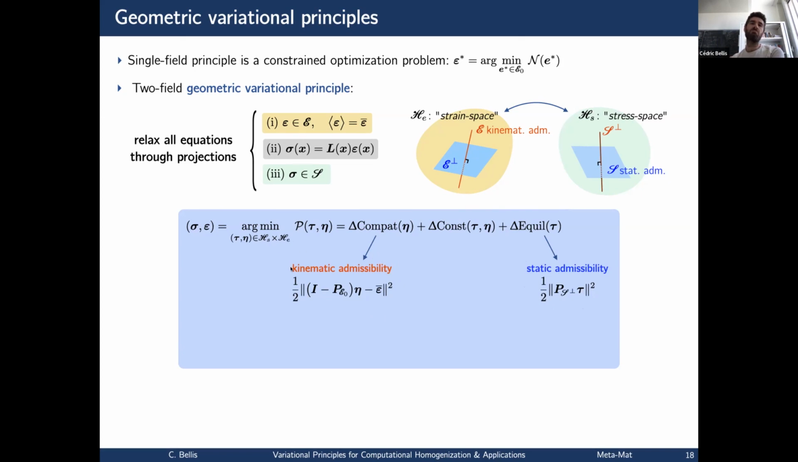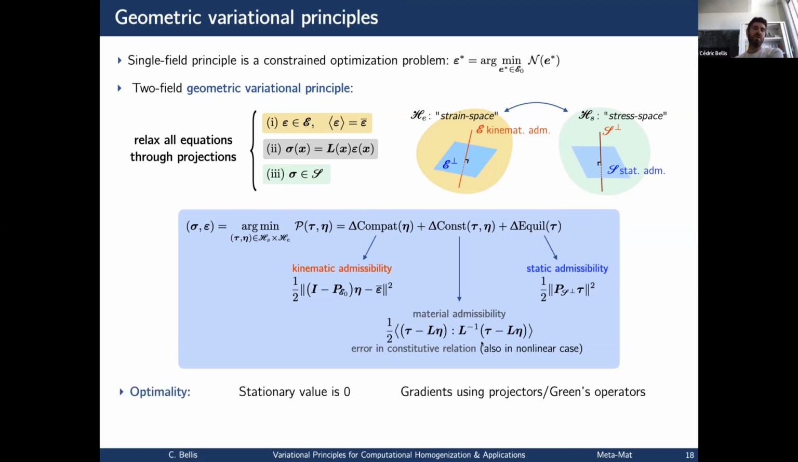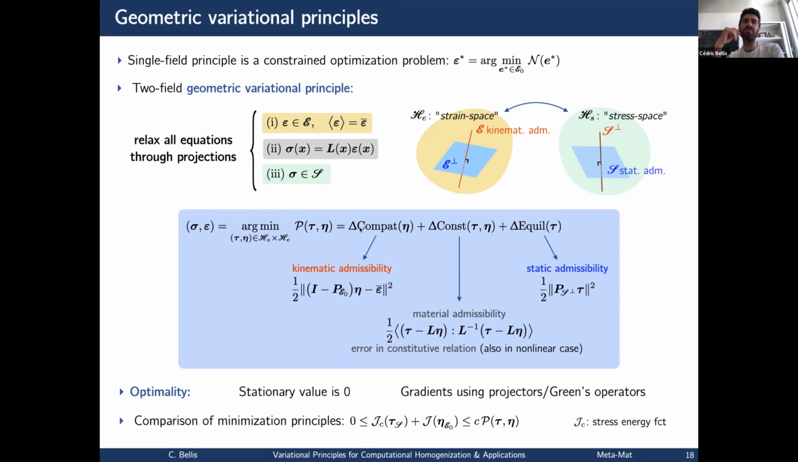I have a new part which is the dual, which is the measure of the kinematic admissibility. And in between, I have a measure of the material admissibility, which is a quantity that measures the error in constitutive relation. Okay, so the error to the material law. So it's written here in the linear case, but it can be extended to the non-linear case. Again, the optimality, the stationary value of this functional is 0, and we can compute the gradient of that functional relatively easily. And we can check that the minimization of that functional is compatible with the usual energy-based minimization principle.